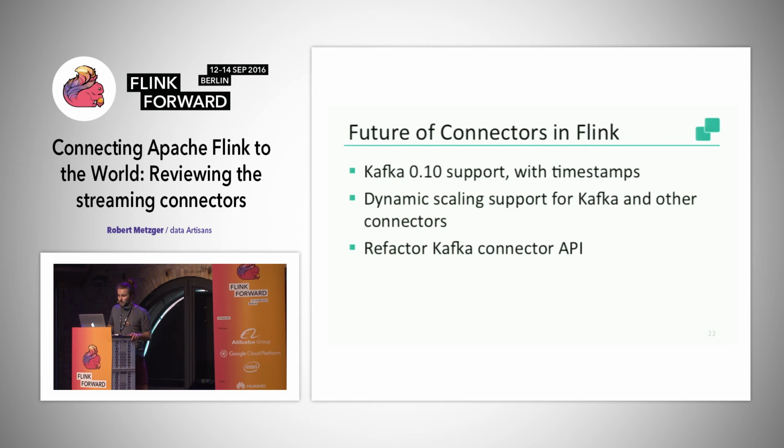What we also want to work on is adding support for dynamically scaling the Kafka connector and other connectors. So if you saw some of the earlier talks, what we want is to allow dynamically scaling in and out the parallelism of Flink jobs. So job elasticity and cluster elasticity are the keywords here. And if we want to change the parallelism, we also have to make sure that this works properly with the connectors, so with Kafka or Kinesis and so on. So there's some work going in this direction to make sure that this works properly.